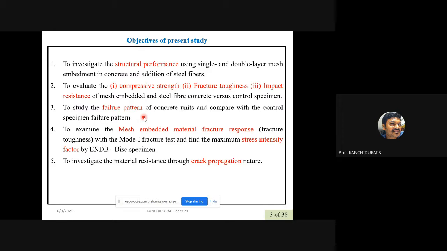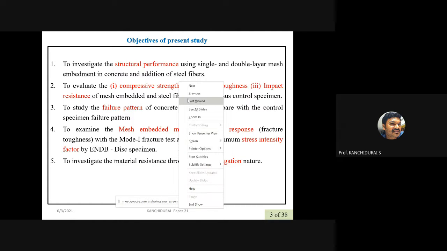I also study the failure pattern of concrete units and compare it with the control specimen failure pattern, and examine the mesh embedded material's fracture response, that is the fracture toughness, the opening mode, mode 1 fracture. I have identified the maximum stress intensity factor using the ENDB, edge notched disc bend specimen, to investigate the material resistance through crack propagation and its nature.